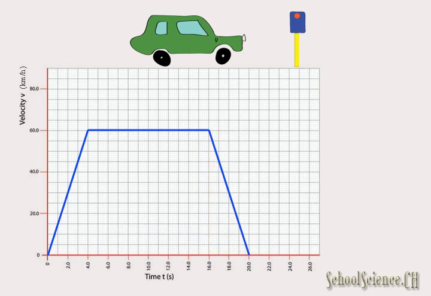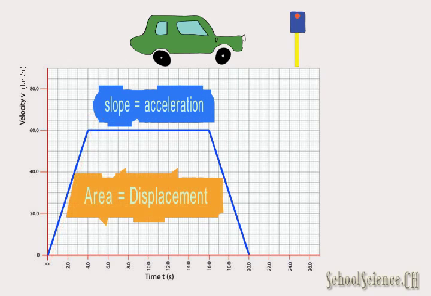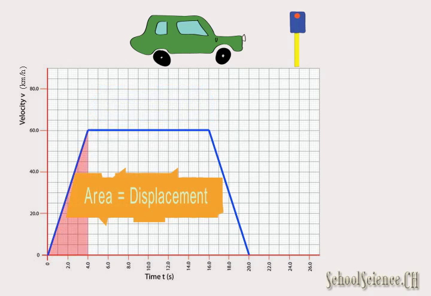While we have this graph, let's practice by calculating the displacement. This is the distance between two sets of traffic lights. How do we calculate displacement from a velocity time graph? From the area under the graph. Remember, on a velocity graph, the slope of the line is the acceleration. The area under the graph is the displacement.